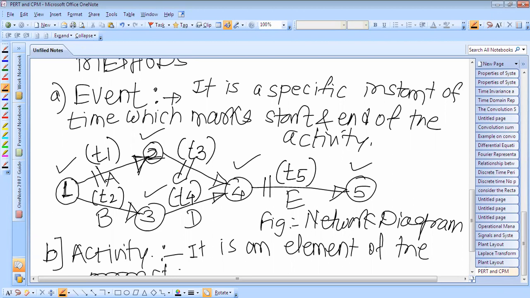That is the reason it is called the critical activity. This activity is also taking more time than the estimated time. So this is known as the critical activities.